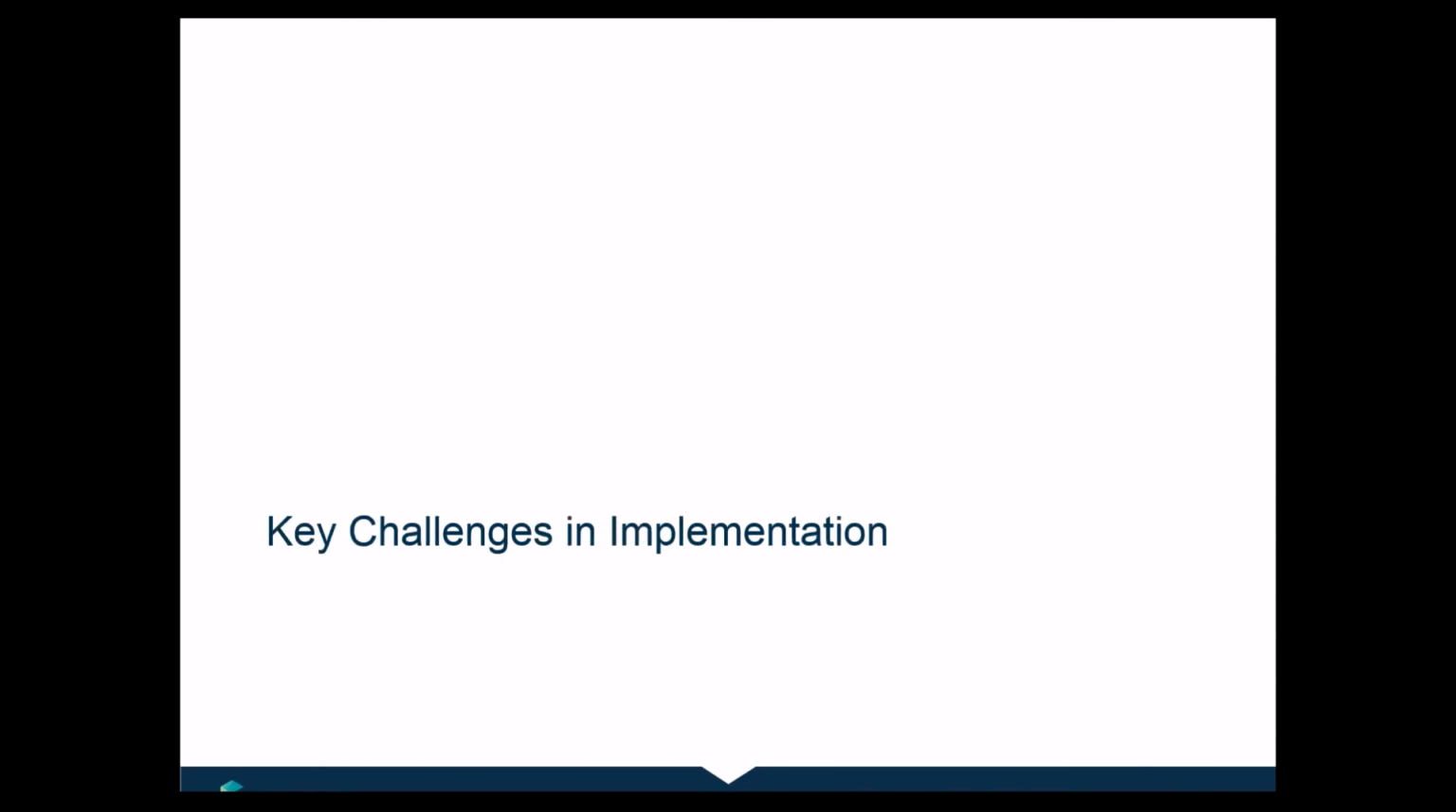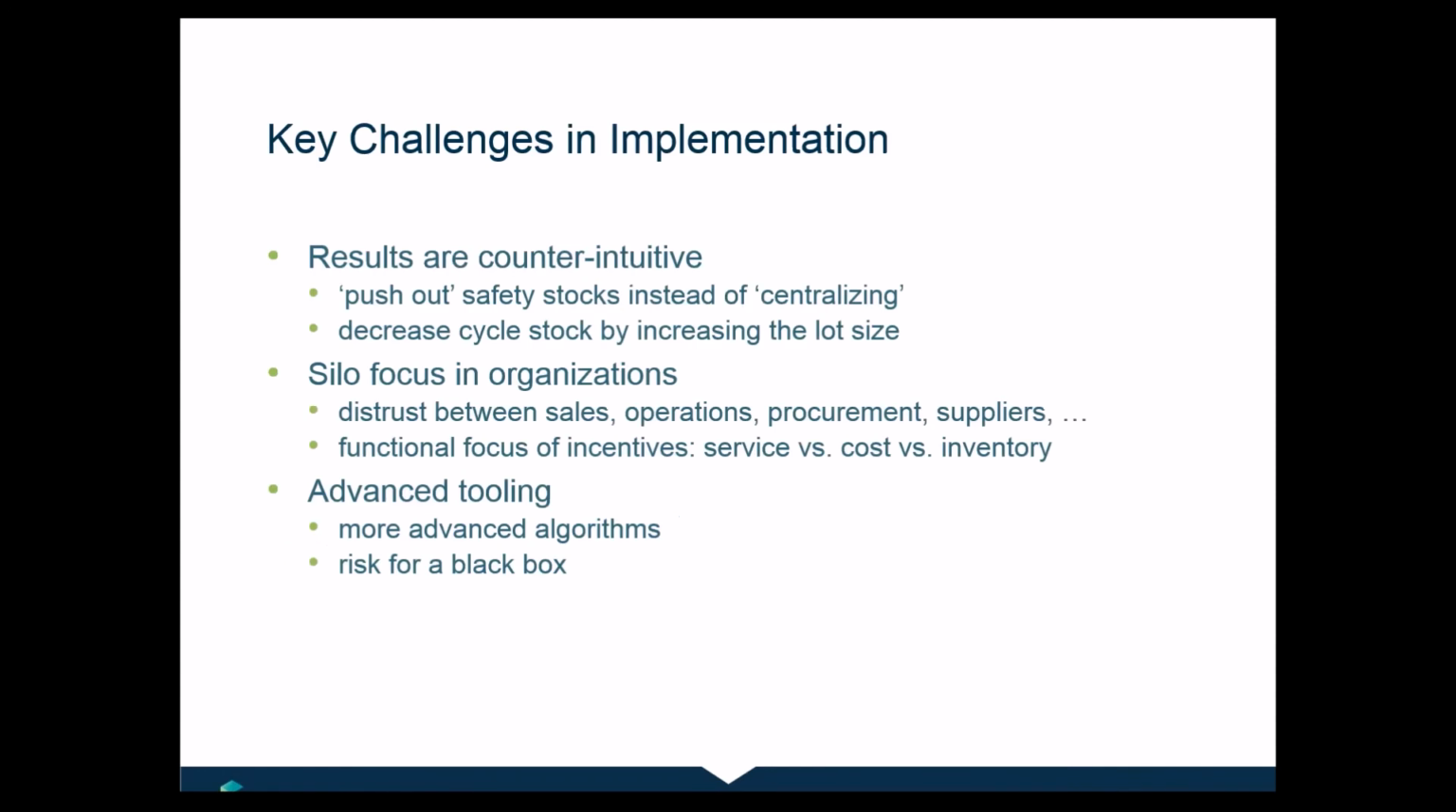So, the final point here is, if it is so promising, how come many companies are still stuck in the single echelon and have not yet adopted the multi-echelon? If I need to name three key challenges we see in implementation, first of all, the results are counterintuitive. We don't have the time to go into full detail, but pushing out safety stocks instead of centralizing simply seems counterintuitive. The same holds for cycle stock, like decreasing the cycle stock by increasing the lot size. It needs some time to adopt that new way of thinking.